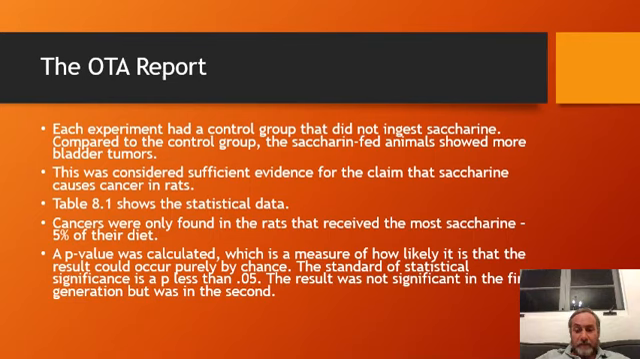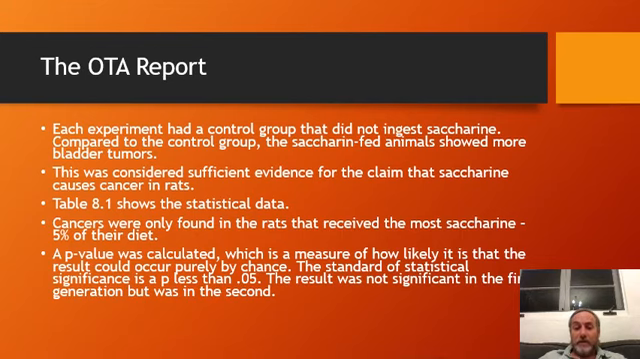But it's basically a measure of how likely it would be that you could get that same result purely by chance, right? If you run the same experiment 100 times, you'll have some variation. Just by pure chance, a rat might get a tumor. It's possible by pure chance a bunch of rats could get tumors, even if it had nothing to do with the saccharin.